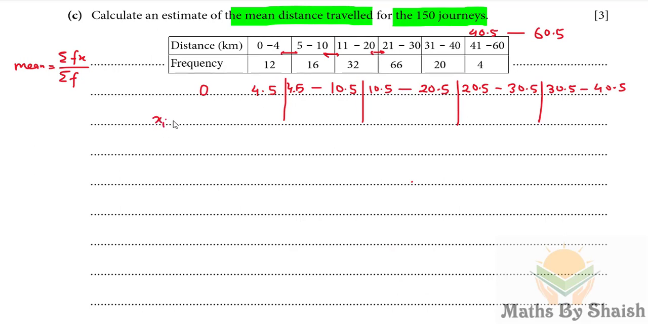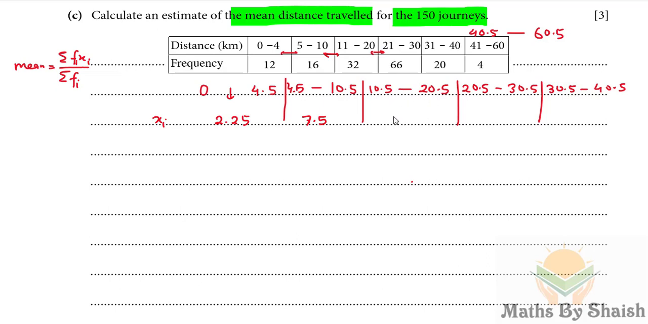So xi's, I can write xi, so it would be fi xi and summation of fi. Xi would be sum of these two divided by 2, means the mid value. The mid value is going to be 4.5 half, that is 2.25. Here it is going to be 4.5 plus 10.5, so 15 divided by 2, it is 7.5.